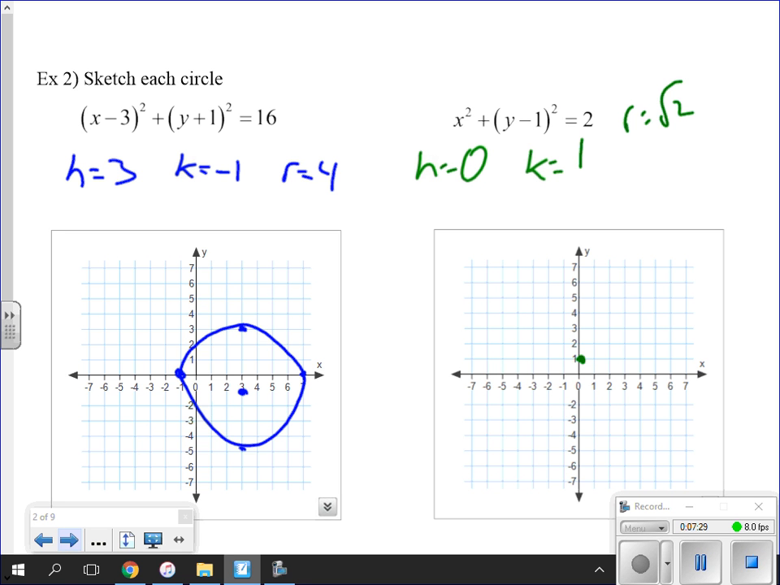How do you plot the square root of 2? Well, you take the square root of 2 on your calculator, and you realize that it's approximately 1.41. And so I go about 1.5 away, and about 1.5 away, and about 1.5 away, and 1.5 away, and I draw my circle.